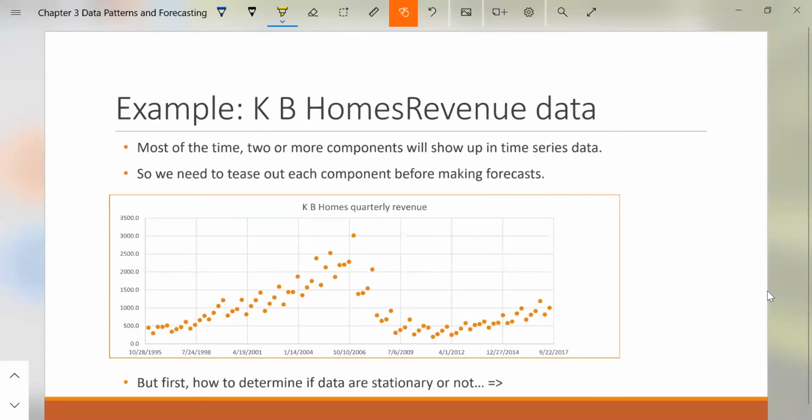I want to show you a kind of a comprehensive example in which you can tell there's 2 or more components showing up in one time series.